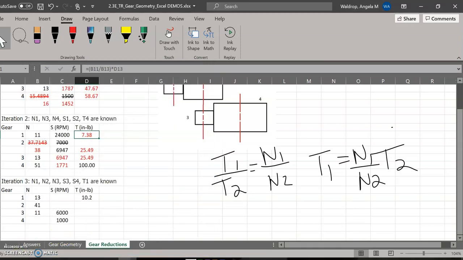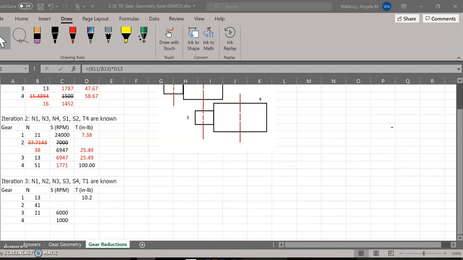There we go. Okay, so that is iteration 2. Now the last thing I need to do is iteration 3. Here is where I have N1, N2, and N3. I have the 2 final speeds, and I have the beginning torque. The first cell that I'm going to solve for is this N4. That's the very first one I'm going to do.